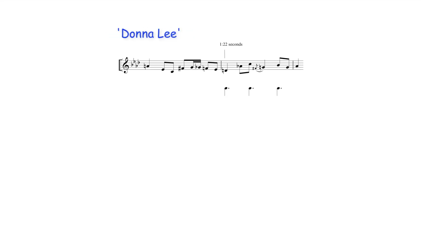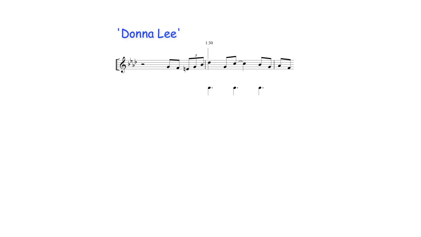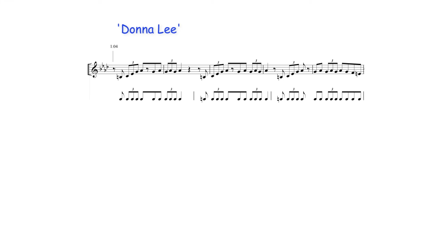Further examples of hemiola in Parker's solos occur beginning at 1 minute 22, and 1 minute 30 seconds of Donna Lee, where they are again used at phrase ends. Beginning also at 1 minute and 4 seconds of Donna Lee, Parker repeats this melodic fragment to create a metric shift, where a bar of 6/4 is framed by 2 bars of 7/4.